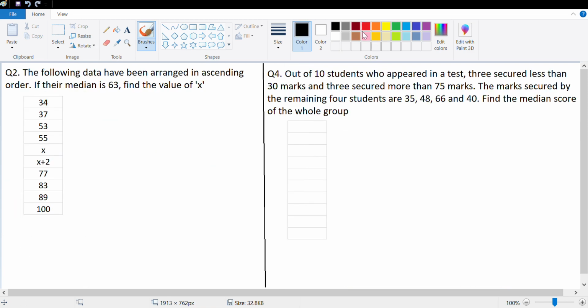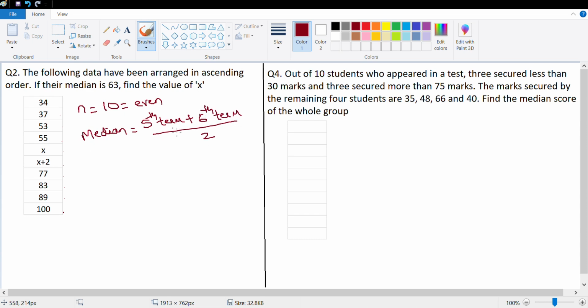The next question that we do is question number 2. It says the following data have been arranged in ascending order. If their median is 63, find the value of x. 1, 2, 3, 4, 5, 6, 7, 8, 9, 10. N is equal to 10, which is even, which means median will be equal to the n by 2, in this case 5th term, plus the next term, in this case 6th term, upon 2.